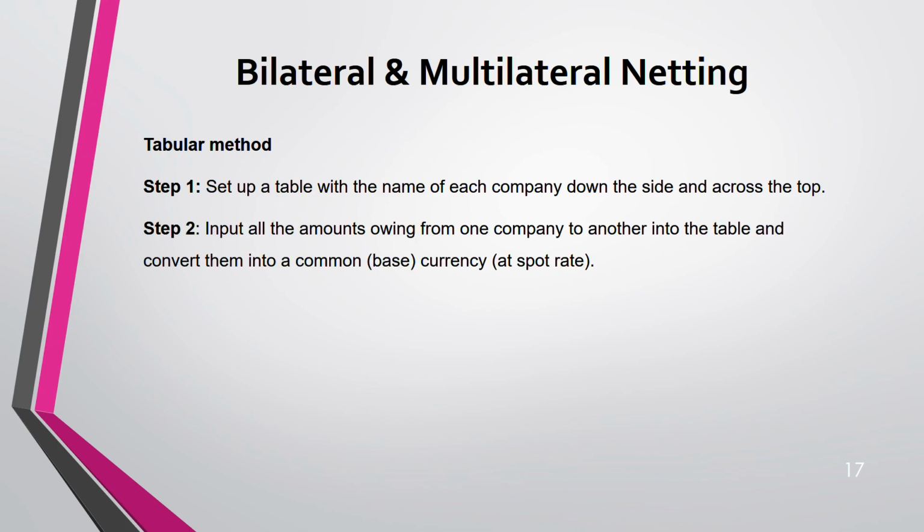Okay, step 2: put in all the amounts, who is paying whom, and convert them into one common currency. The question will tell you in which currency, maybe dollars, maybe pounds, that it needs to be converted to. The spot rate will also be given to you. You just have to know how to convert. Sometimes you might have to use the mid rate between the ask and the bid price. Okay, be careful what rate they are asking you.